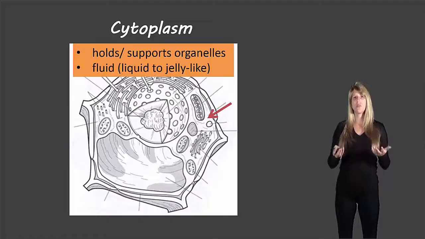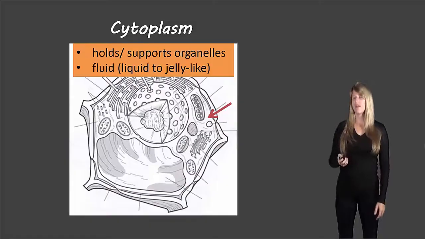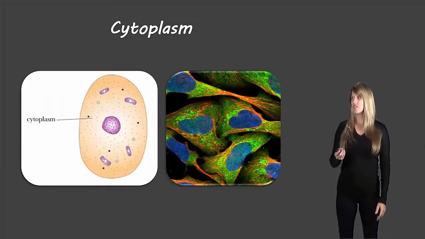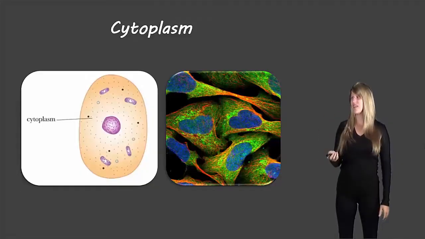So it holds and supports the other organelles, and it's almost like jelly. So you can't see it on the picture because it doesn't have little different parts, but it sort of supports all of the other organelles around it. And here's a picture, there's a diagram there. You can see the cytoplasm is just the empty space. And on the right, the cytoplasm is in green. So again, this is artificially colored just so we can see the cytoplasm in these real cells. And so this shows how the cytoplasm goes through the entire cell.